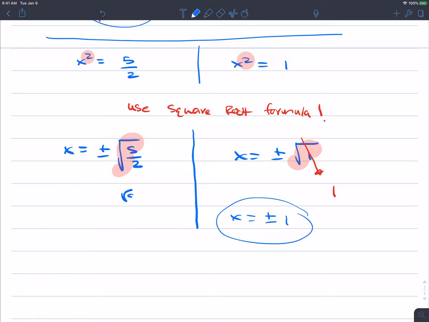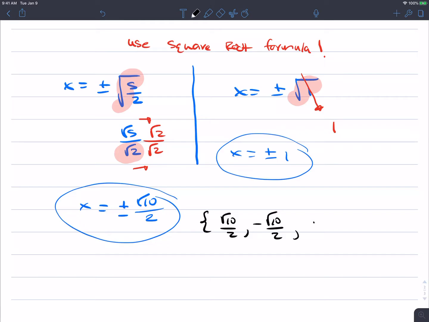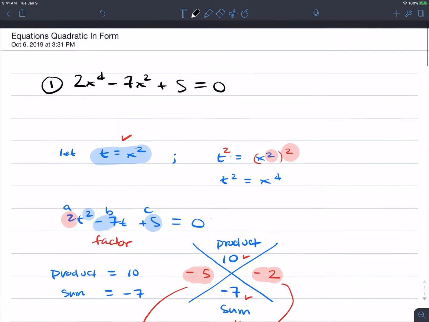We can say square root of 5 over square root of 2, and now we multiply both the numerator and the denominator by the square root of 2 because we're going to rationalize this denominator. And as we multiply across here, here's what we're going to obtain: the square root of 10 over 2. And don't forget, that means x here is plus or minus square root of 10 over 2. So your solutions are going to be positive square root of 10 over 2, negative square root of 10 over 2, positive 1, and negative 1. We now have solved this for x, which was the original question.